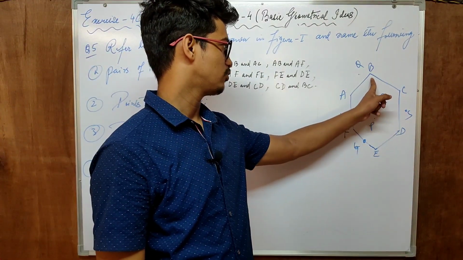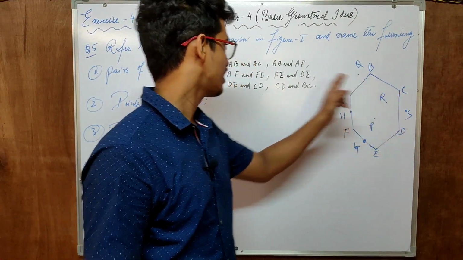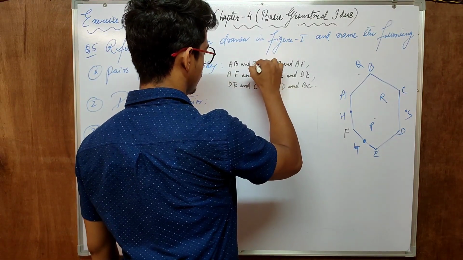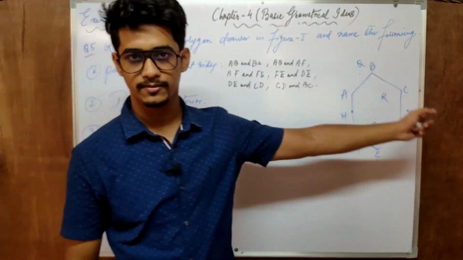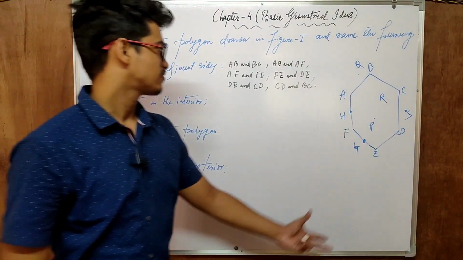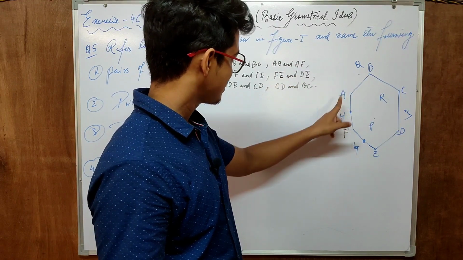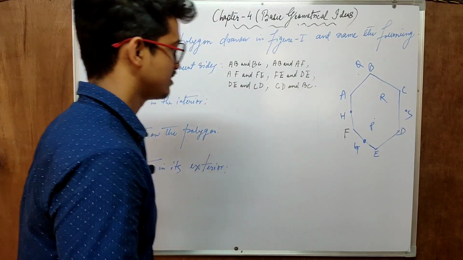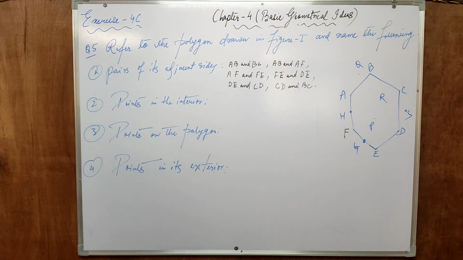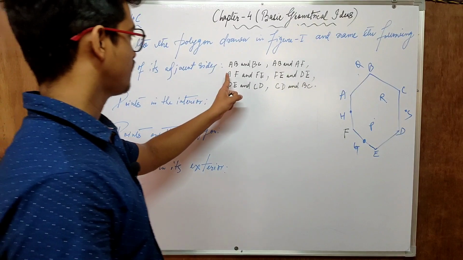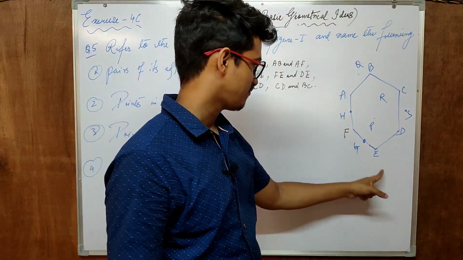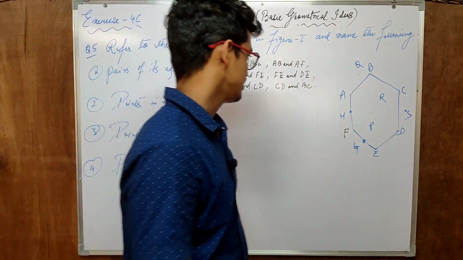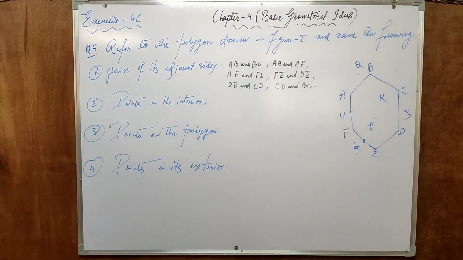The common point is over B. So AB and AC are the first adjacent sides. After that, AB and AF: AB and AF have a common point, that is A. Is it clear? After that, we have AF and FE, and after that FE and DE, DE and CD, CD and BC.